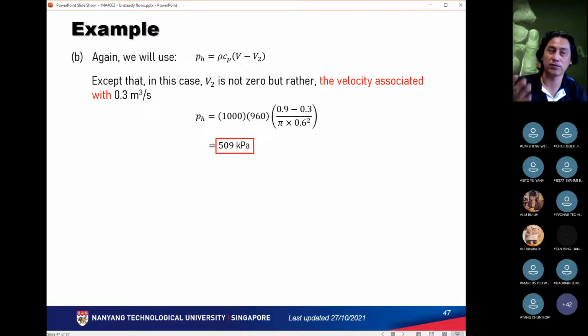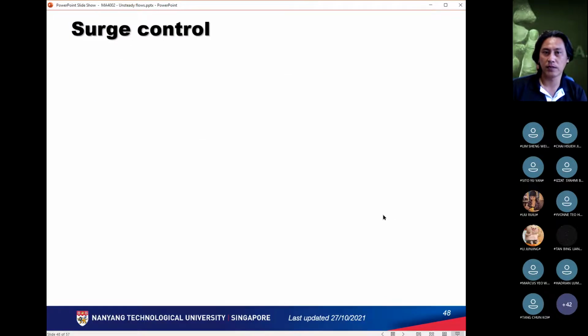And of course, I want you guys to appreciate the implications of a rapid closure and slow closure by running through these numbers and examples, and let you see the numbers for yourself. And that's all we have got for water hammer effects.